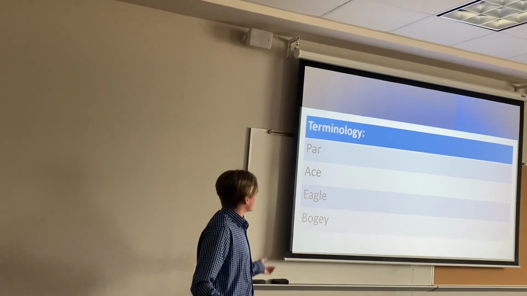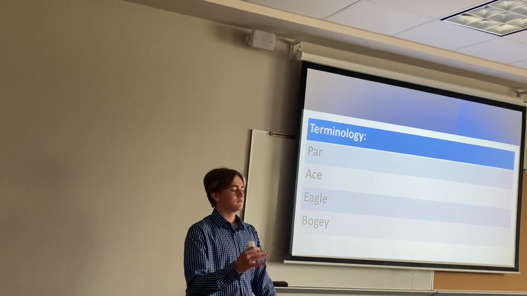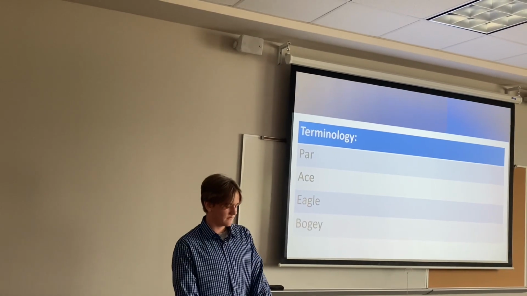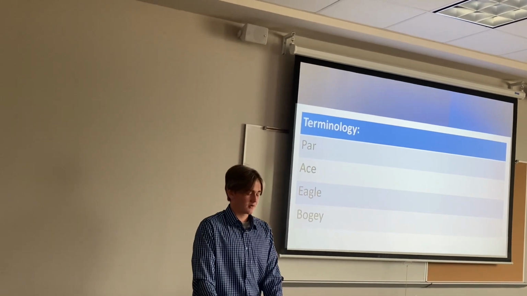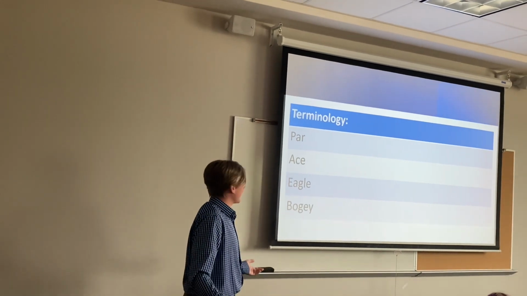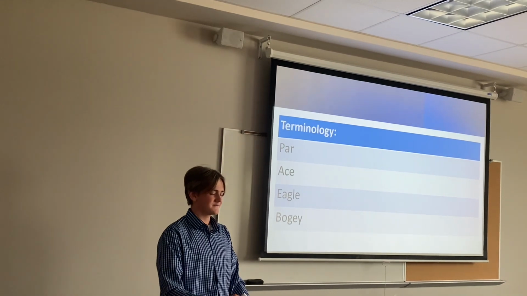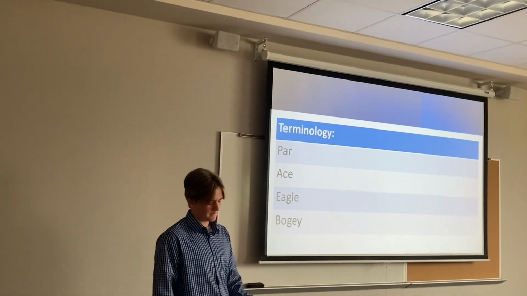The third term is eagle, and it is when you hit it 2 under par. An eagle is much more common than an ace, and kind of like the ace, it happens more on par 5s, but like the ace, it can still happen on par 4s.